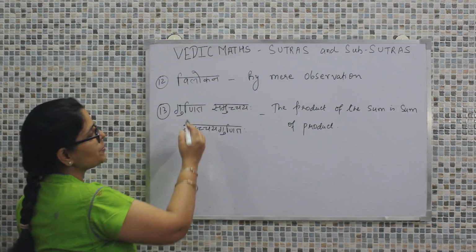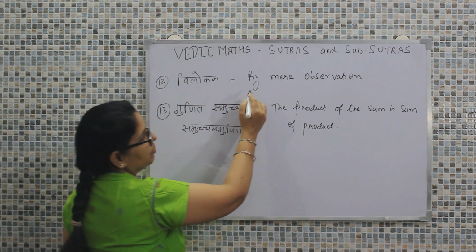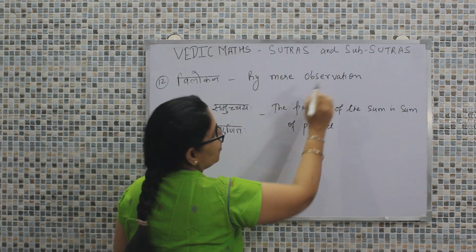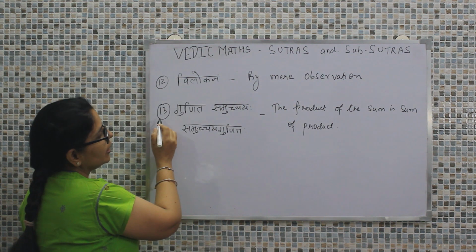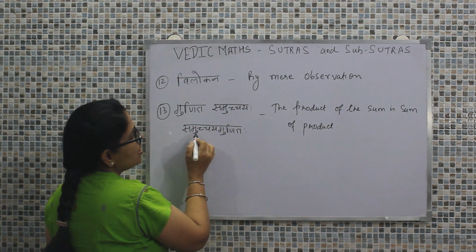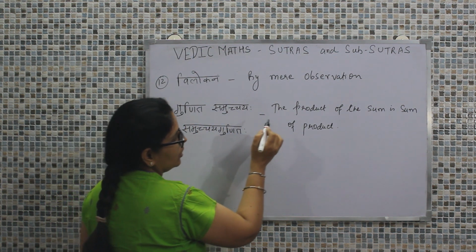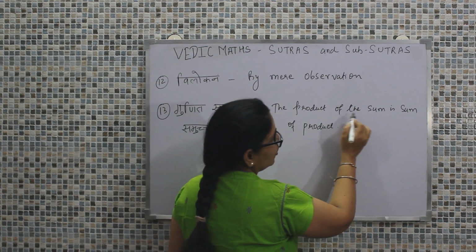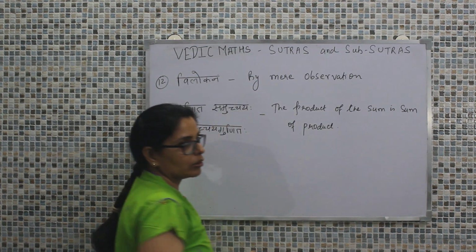The 12th sub-sutra is Vilokanam. That means by mere observation. The 13th and the last sub-sutra, Gunitasamuccayah Samuccayagunitah. That is, the product of the sum is the sum of the product.